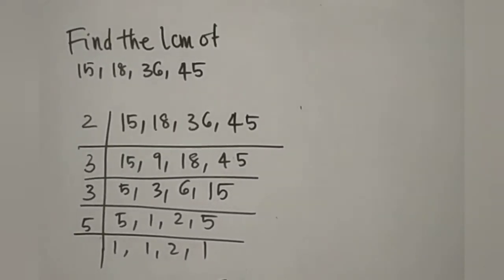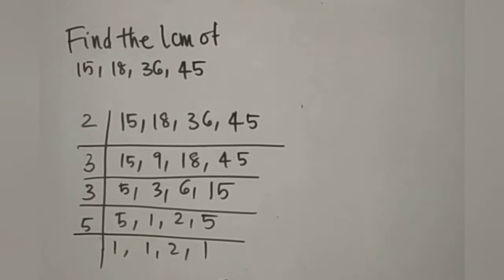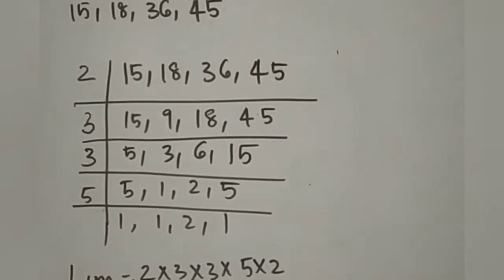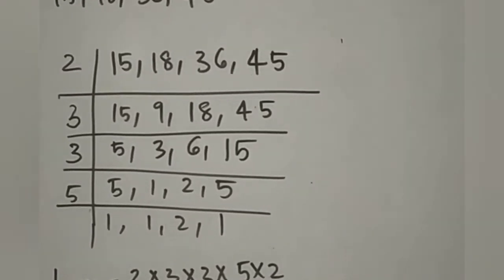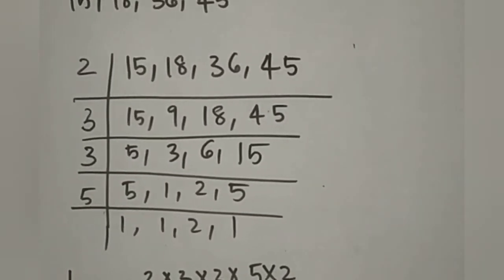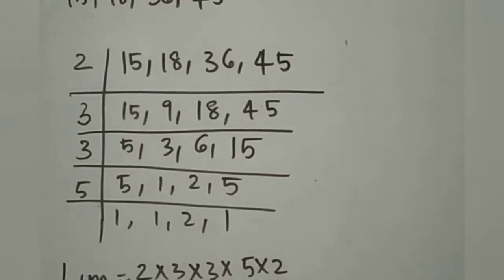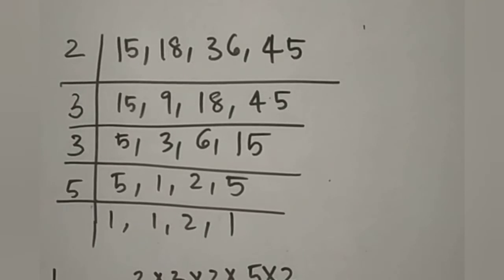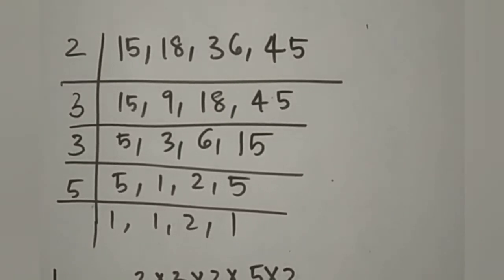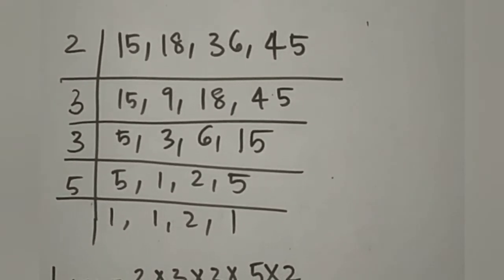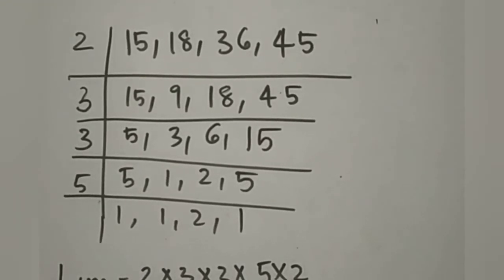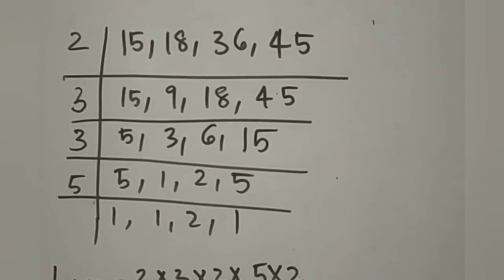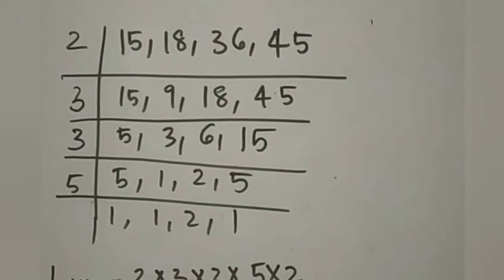Find the LCM of 15, 18, 36 and 45 using the division method. So first of all, we need to arrange the numbers in a row by putting commas. Then we need to find out the prime number which divides at least 2 of the given numbers. If you look at the numbers 15, 18, 36 and 45, 18 and 36 are divisible by the prime number 2. So we will divide these numbers by 2.